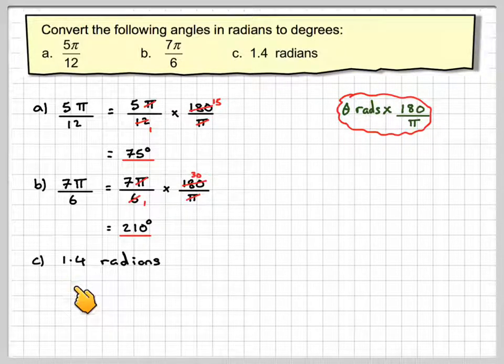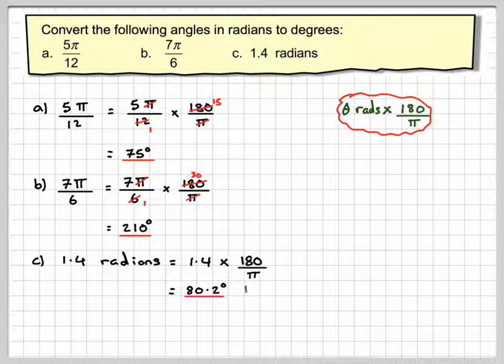Here we've got a radian measure not expressed in terms of π, so we just do 1.4 times 180 over π. There's nothing that really cancels out, so we just work this out on our calculator, and that's going to give me 80.2 degrees to 3 significant figures.